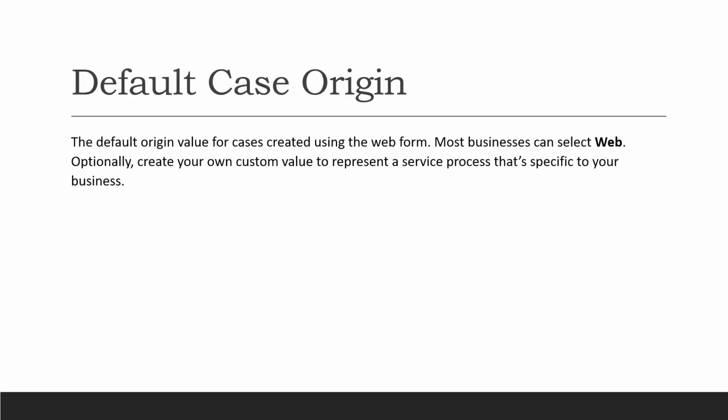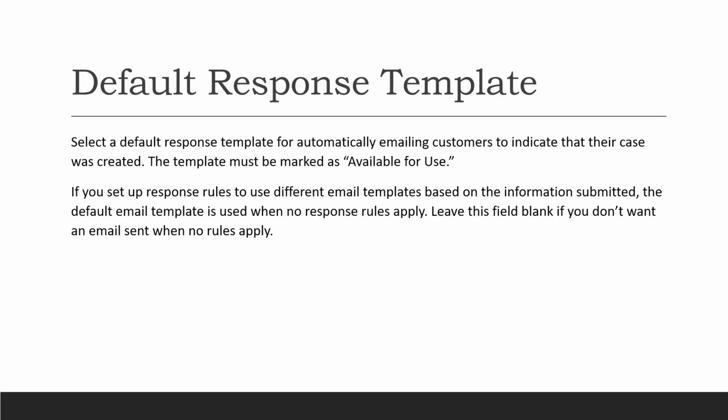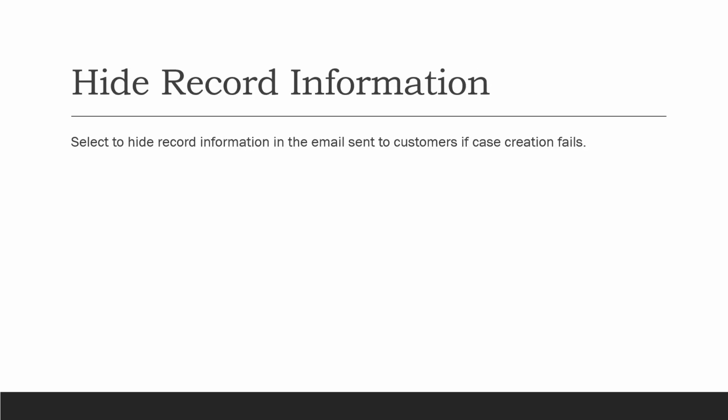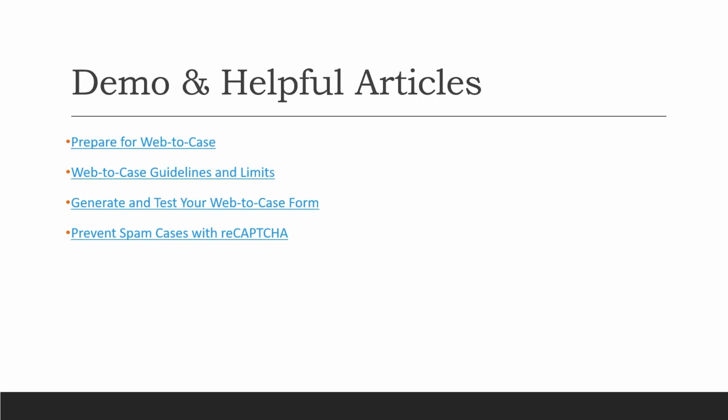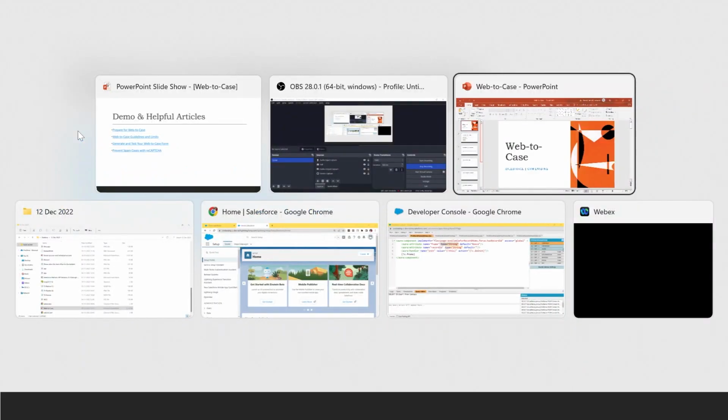Another one is default case origin. If you want to set an origin by default, in that case we can use this option. Then there are the default response template and hide record information. If you want to set a signature, we can also use that. Here we have a few helpful options that we can use, so I will attach them in the comment box so you can find them. Now let's start with some examples.